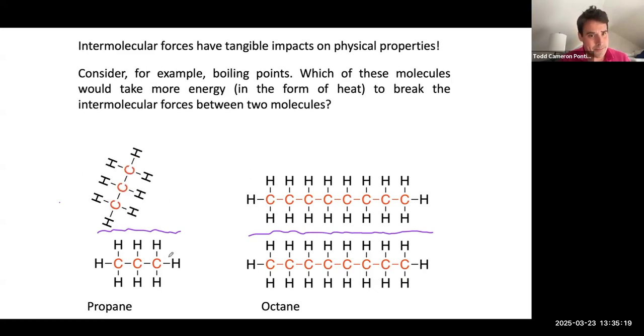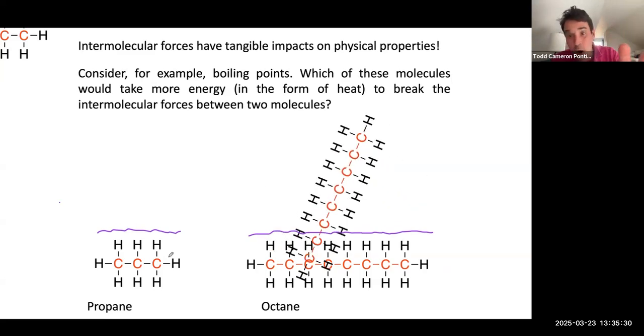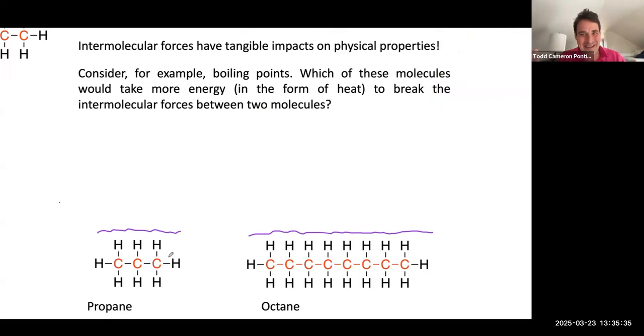Well, propane, pretty easy. You supply a little bit of energy, you're able to pull apart two propanes. With octane, we're supplying energy, supplying energy, supplying energy. We're still supplying. Oh, there we go. Okay, we gave it enough. There it goes. Okay, so that's an example of a boiling point here.